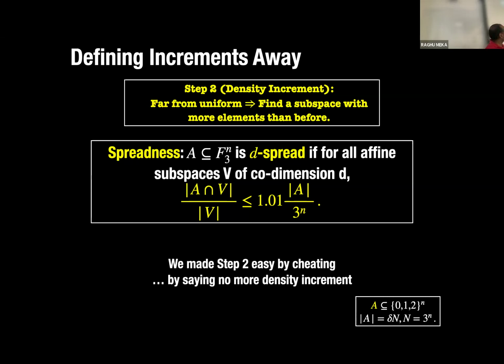So D-spread is just saying that if you go to any subspace with codimension D, my density is no more than 1.01 times the original density. If this is not the case, then what would I do? I would just go to the subspace V and use induction. I have more density there and a smaller dimension, so I can just use induction. So in that sense, it's similar to sunflower.